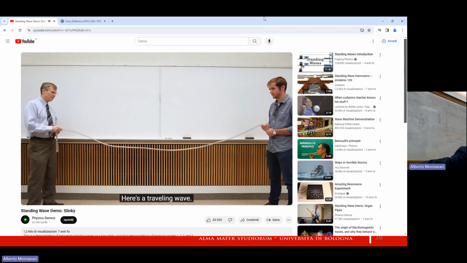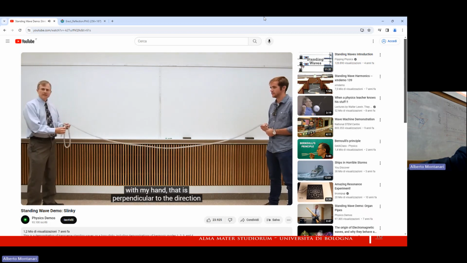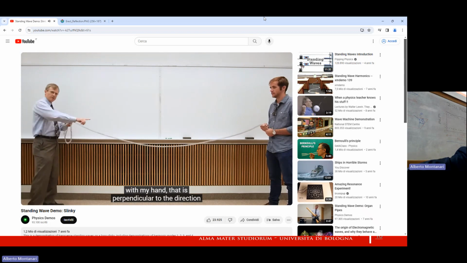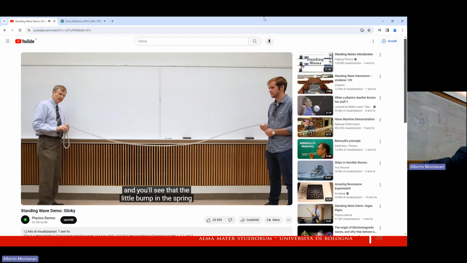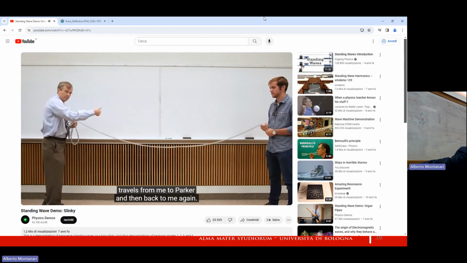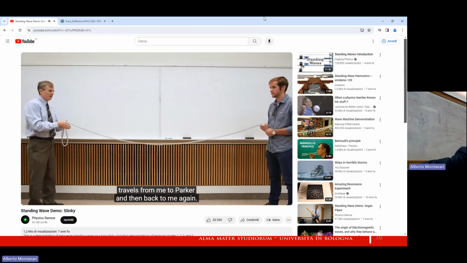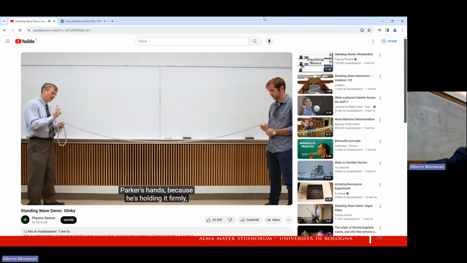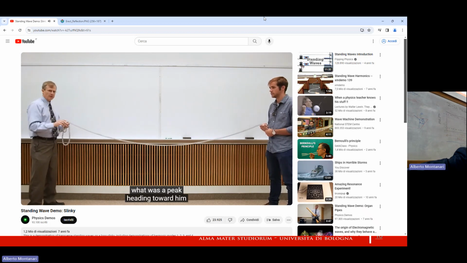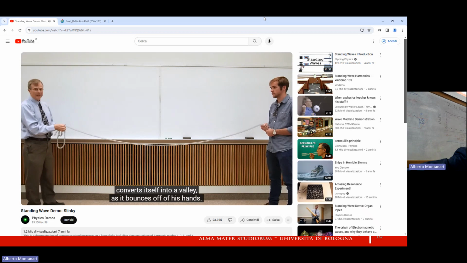Here's a traveling wave. I'm starting the wave by creating a disturbance here with my hand that is perpendicular to the direction of propagation of the wave. So I'll move my hand up and down, and you'll see that the little bump in the spring travels from me to Parker and then back to me again. And you'll notice that when the wave hits Parker's hands, because he's holding it firmly, what was a peak heading toward him converts itself into a valley as it bounces off of his hands.